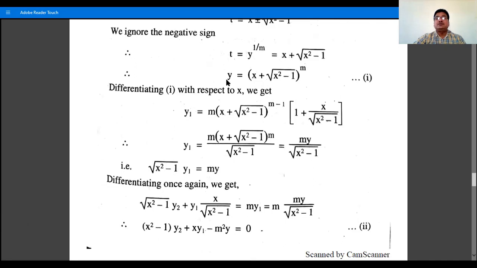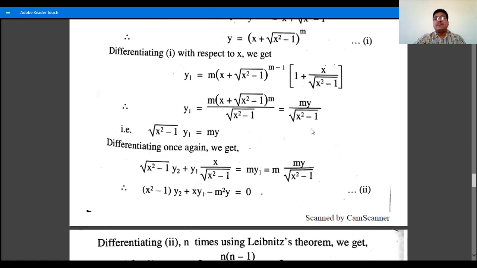So y1 is equal to m x plus root x square minus 1 raised to m minus 1 into the derivative of x plus root x square minus 1. What is that? Derivative of x is 1 plus derivative of root x square minus 1, which is 1 by 2 times root x square minus 1 into 2x. Derivative of x square minus 1 is 2x. The 2 gets cancelled. So we have x by root x square minus 1. And then take root x square minus 1 as LCM. So we have root x square minus 1 plus x. That is this term.